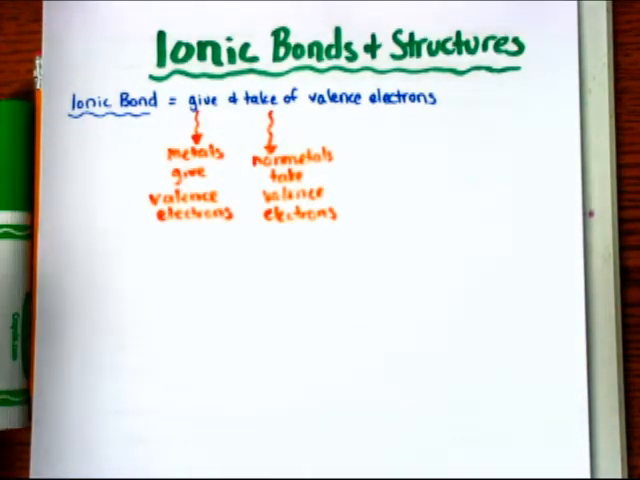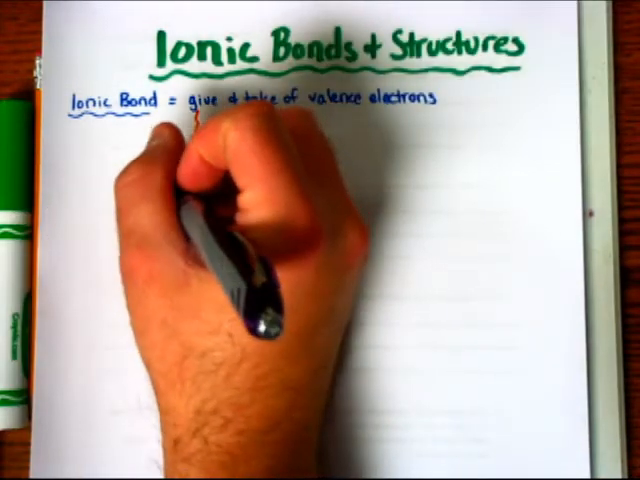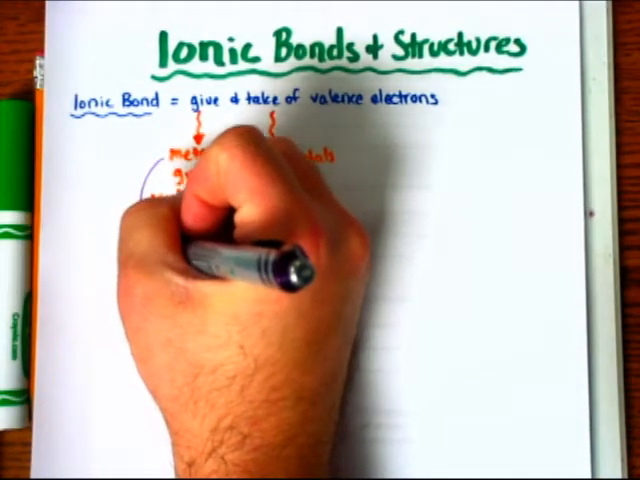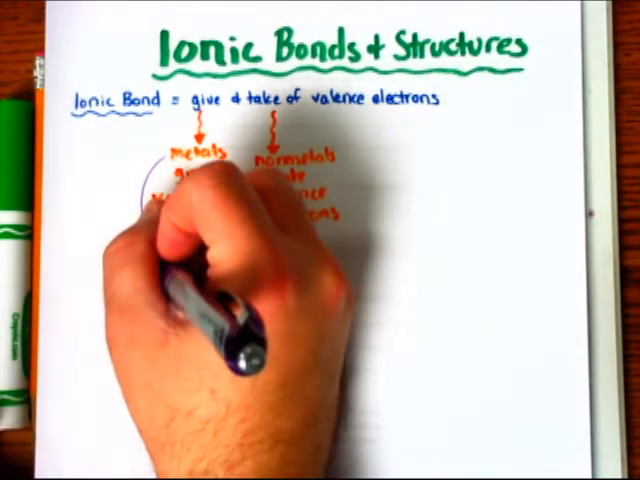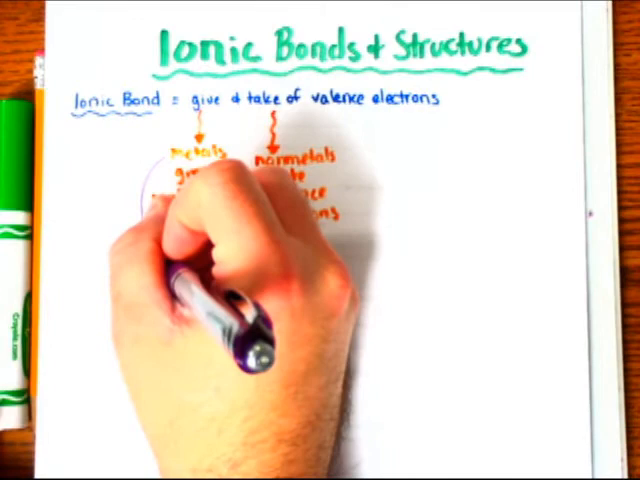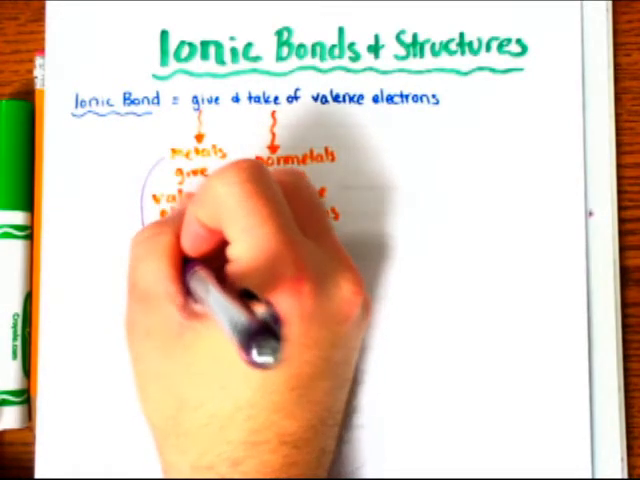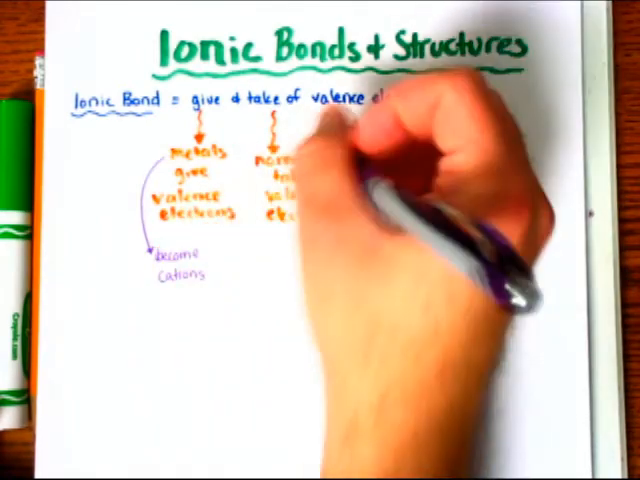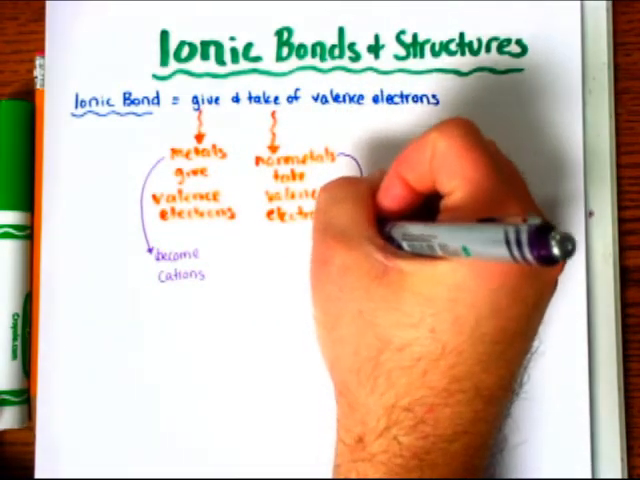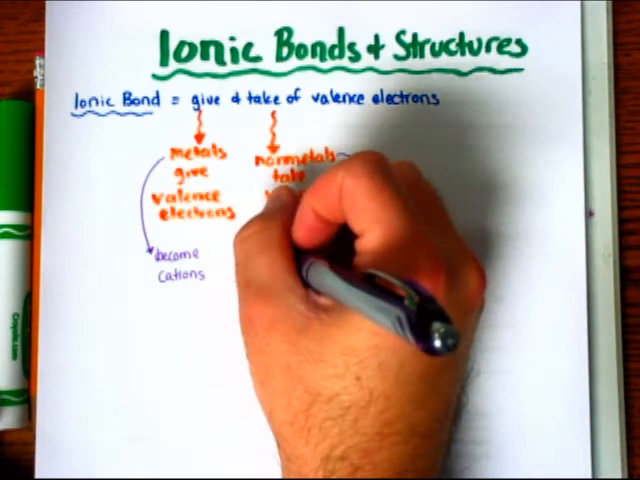Now if you are giving up electrons, what does that mean is going to happen to the metal? Is the metal likely to become positive or negative? Positive. Very good. So metals are bound to become cations, whereas nonmetals are bound to become anions.